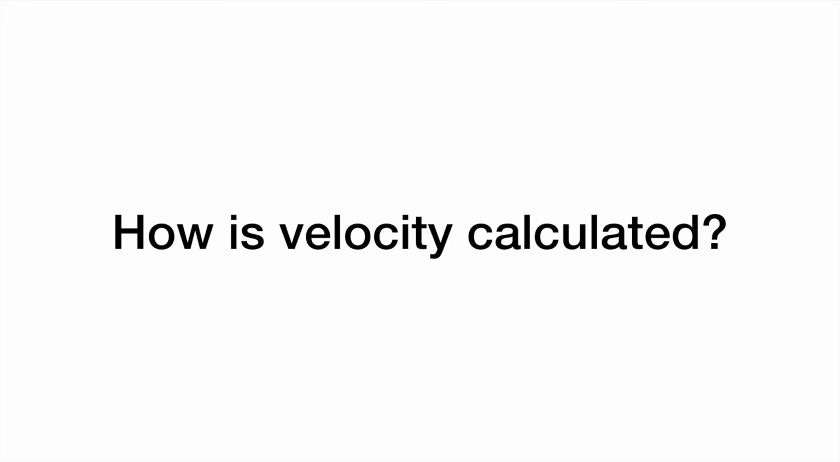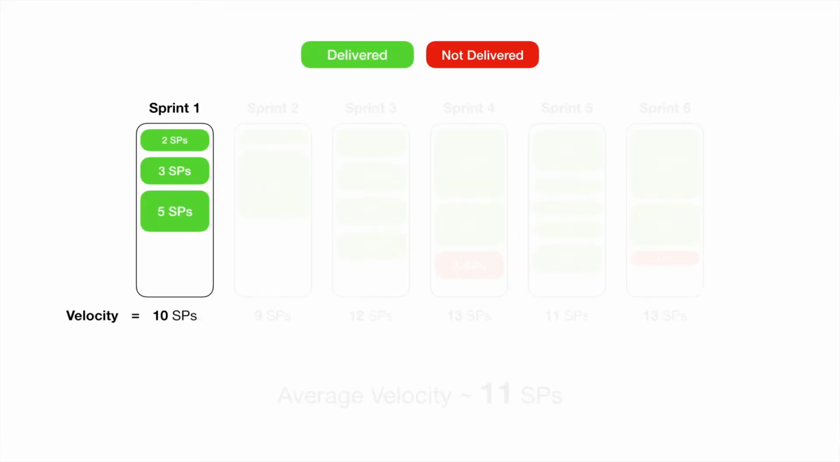So, how is velocity actually calculated? It's very simple. Let's look at a team that has completed one sprint. There were 3 stories in the sprint. We're using story points as our estimation metric. So we have a 5 story point story, we have a 3, and we have a 2. All we do is add those story points up, and we come up to 10 story points, and that's our velocity. It's as simple as that.